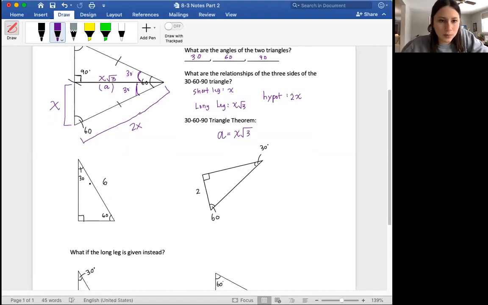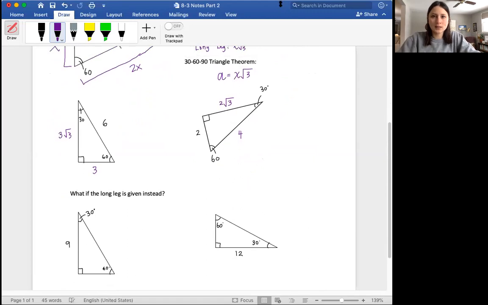So looking at these two examples, I've got my hypotenuse. So that means my short leg is going to be half of the hypotenuse, right? So that would be 3. And then this height would be 3 times square root of 3. Okay. In this case, I have the short leg is 2. So the hypotenuse would be double what that is, which is 4. And this would be the short leg times square root of 3. Okay. So you can see the pattern. You're starting to see the pattern there.